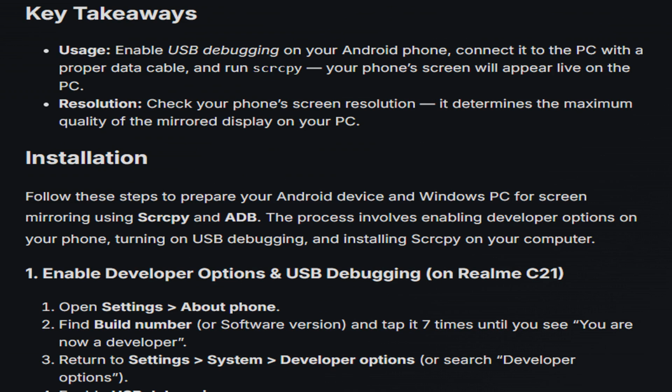This section highlights the key steps for using Scrcpy, emphasizing the need to enable USB debugging, connect the phone to the PC, and run the Scrcpy command to initiate live screen mirroring.